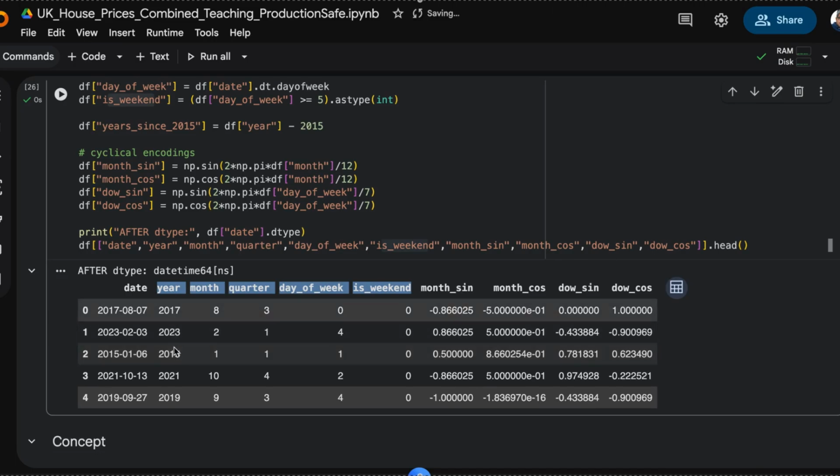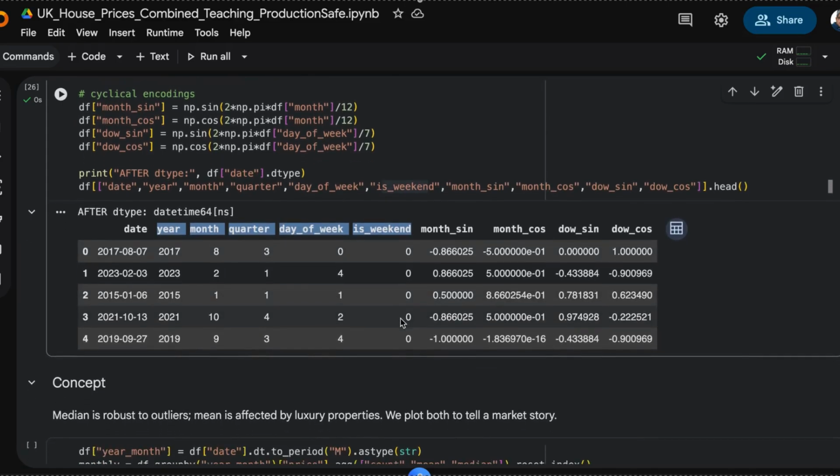Year. Year allows us to capture long-term market trends. Month. Month allows us to capture seasonality. Quarter. Quarter aggregates months into broader economic segments. This can help capture macroeconomic cycles. Day of week. Day of week captures micro patterns in transaction timing. While this may not heavily influence price, it adds structural temporal context. And the weekend flag, is weekend, converts day of week into a binary feature. Binary features are simple, interpretable, and model-friendly.